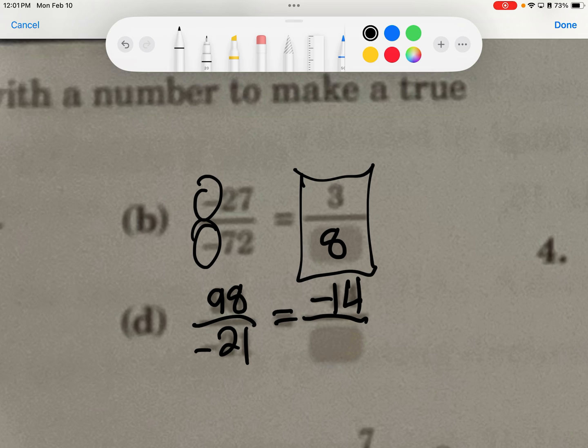So we're just going to find out multiples of 14. So we could do 14, 28, 42. 28 plus 14 equals 42. Plus 14 equals 56. Plus 14 equals 70. Plus 14 equals 84. Plus 14 equals 98.